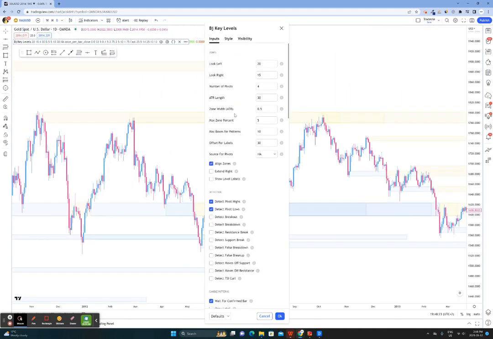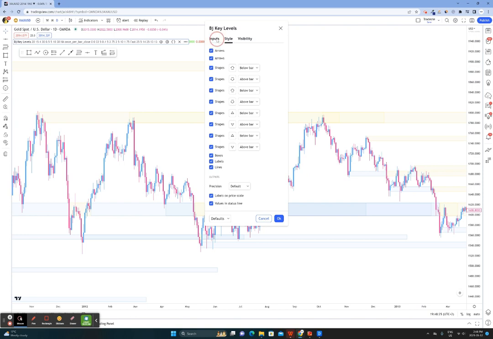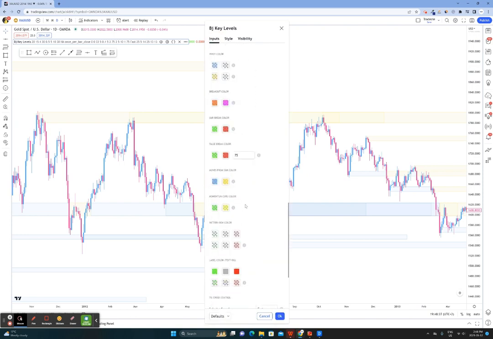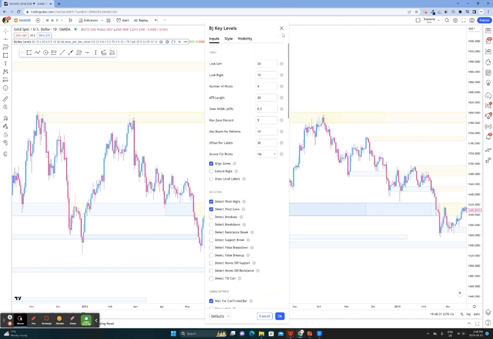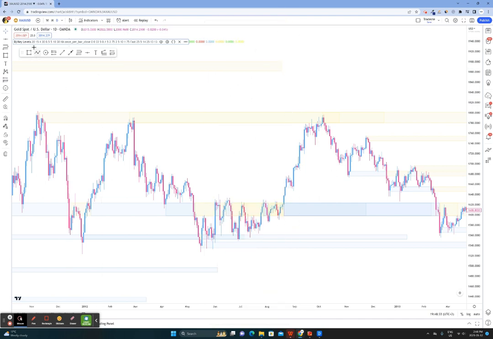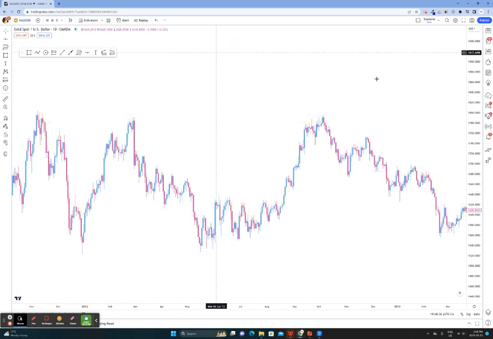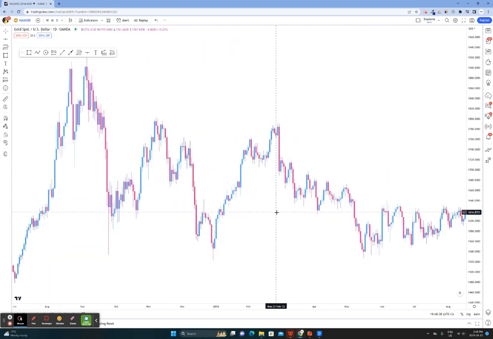And I'm just trying to see if you can, I don't think for some reason you can, yeah, no. So you can't change the colors. Oh yes, okay, you can. You can change the colors. Okay, good. So yeah, that's a nice little indicator if you want to check that out. If you don't like indicators, that's fine. You can just draw them in with the rectangle tool.